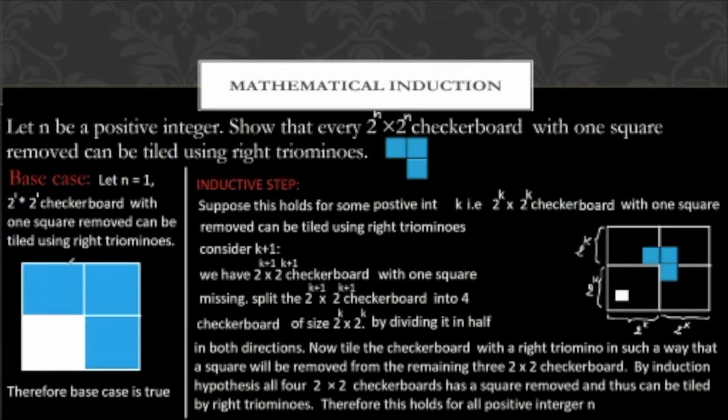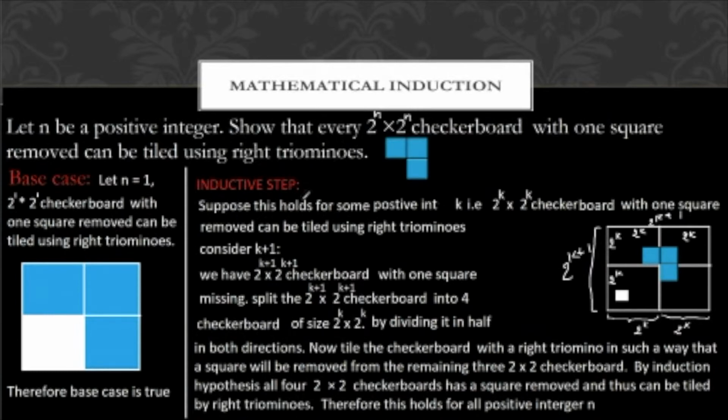Okay, so how are we going to do this? We're going to draw a picture. Since n equals 1, we have a 2 by 2 checkerboard, and very important to note, with one square removed. So I chose to remove this square over here. I mean, it could have been any square. If you remove this square over here, clearly this can be tiled using a right tromino. Therefore, the base case is true. So now we've shown the base case is true.